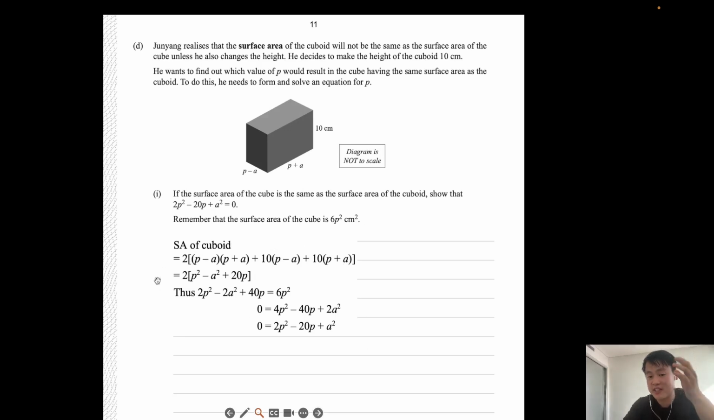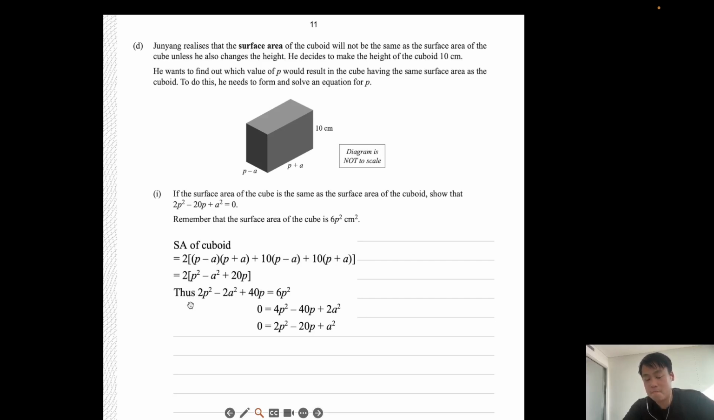I'm explaining to you the work masking method because this is the quickest way, right? The quickest way is, you can tell that everything inside can be individually expanded and simplified first, so you go ahead and do that. P minus a times p plus a, of course, p squared minus a squared, 10p minus 10a, 10p plus 10a. See how the 10p's become 20p, and the minus 10a plus 10a cancels out. That's where they get this expression, and you multiply that by 2.